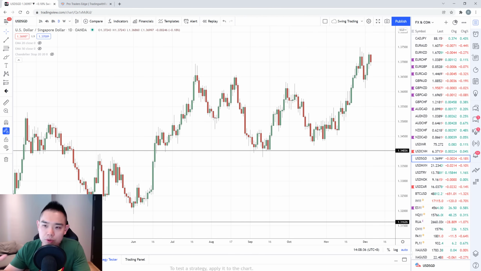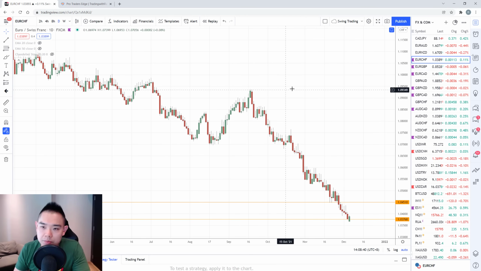Moving on, let me share with you some other trading opportunities that I'm looking at for this coming month. As mentioned, I like to trade a trend, so many of these trading opportunities are all trending markets. First one, Euro against Swiss franc. This is the daily time frame. What is the trend? Down, right?